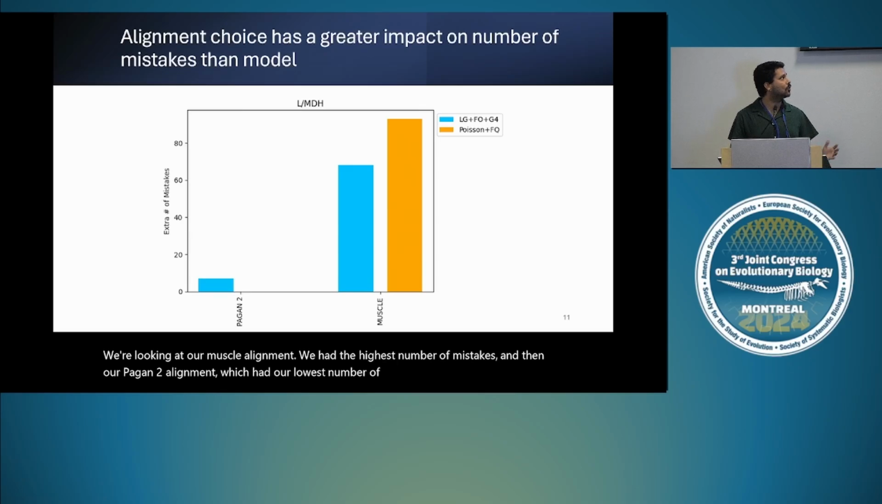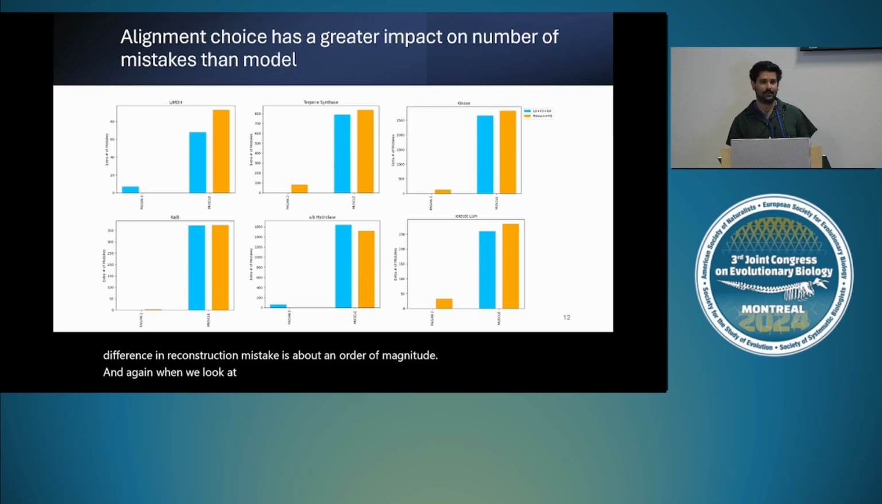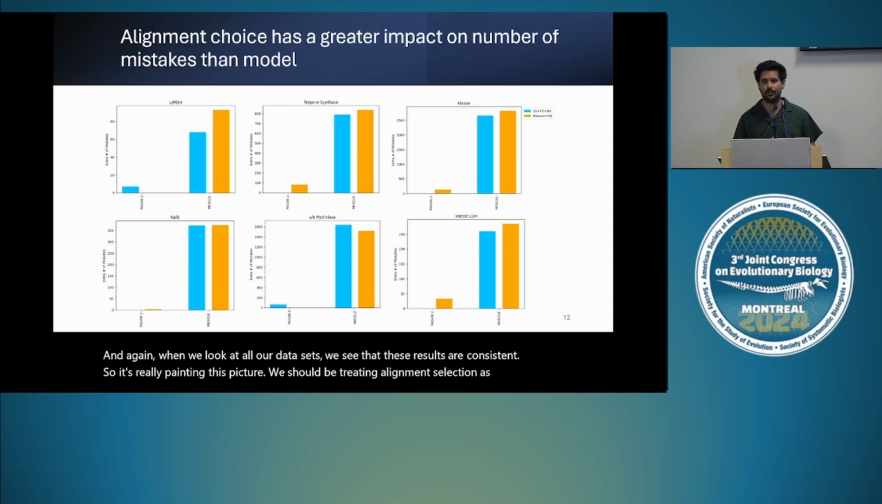We see that choice of alignment method has a much more significant impact on the total number of reconstruction mistakes. Actually, when we're looking at this, it seems that the difference between our Pagan 2 alignment and our MUSCLE alignment versus the choice of evolutionary model, that difference in reconstruction mistakes is about an order of magnitude. And again, when we look at all our data sets, we see that these results are consistent. So it's really painting this picture that we should be treating alignment selection as we treat model selection, and it has a greater impact actually on the accuracy of our reconstructions.